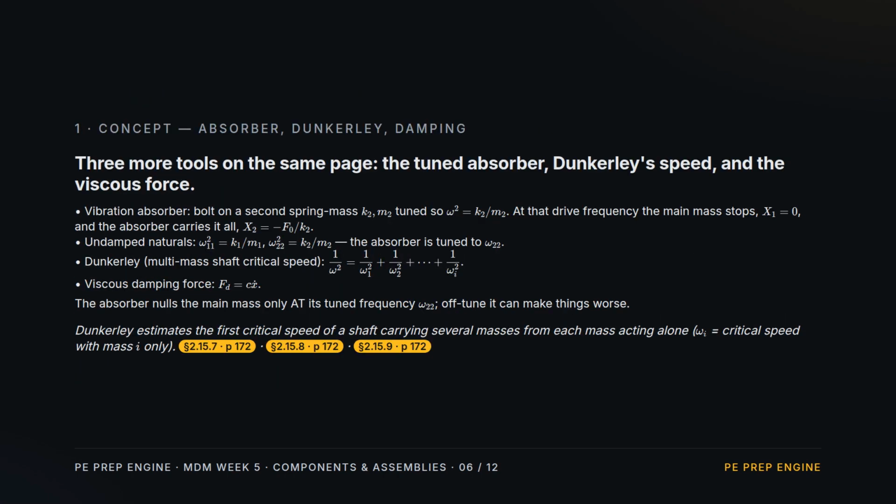Concept 5. 3 more tools on the same page. A vibration absorber is a second spring mass tuned so its own natural frequency matches the drive. At that frequency, the main mass goes still, and the absorber takes the whole motion. Dunkerley's equation combines several masses on a shaft into one critical speed by summing reciprocal squares. And the viscous damping force is simply the damping constant times velocity.